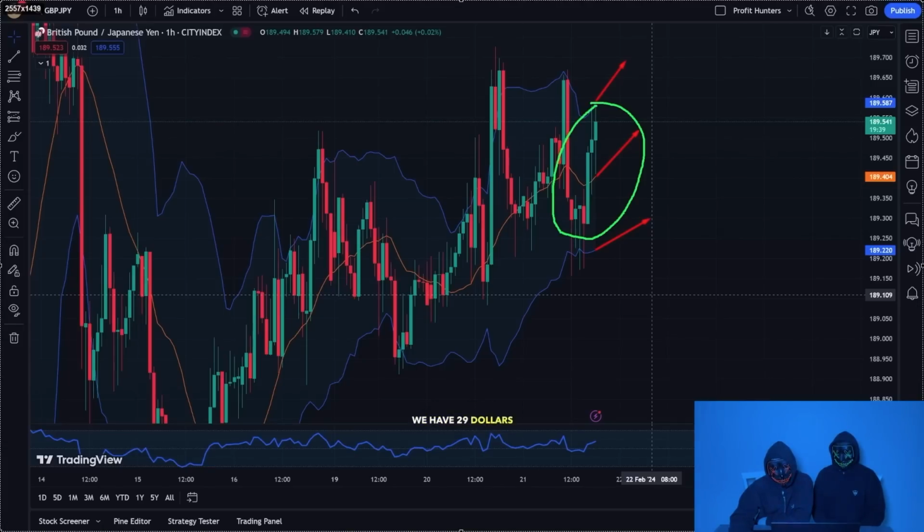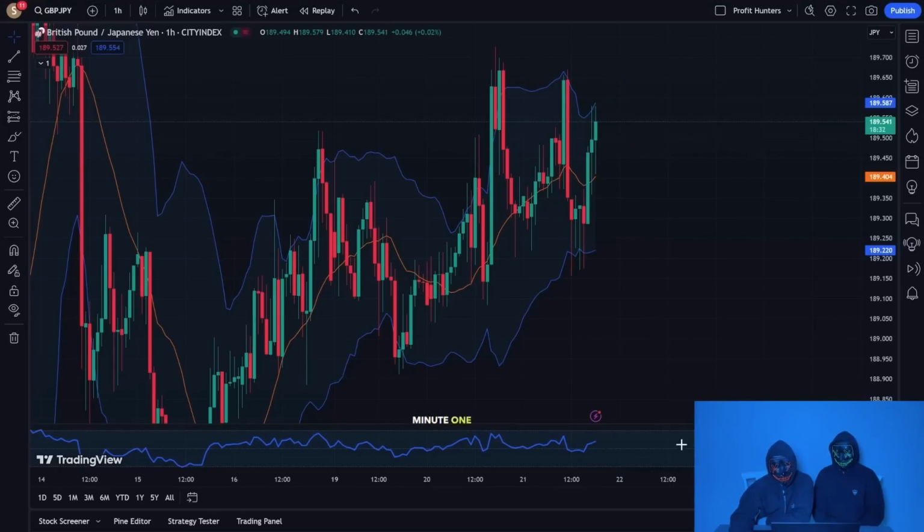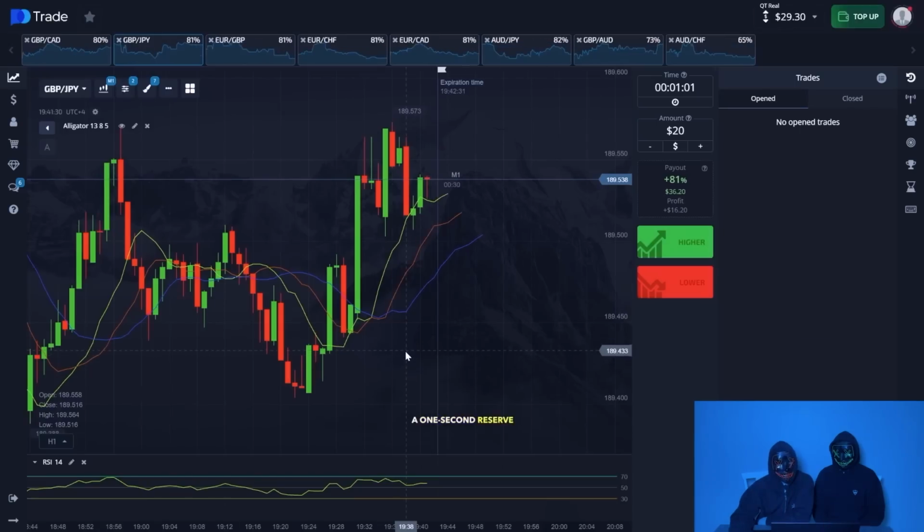We have $29 in the balance. We will open the first trade to increase this position, and definitely set 1 minute, 1 second so that you have a 1 second reserve. It can save you.